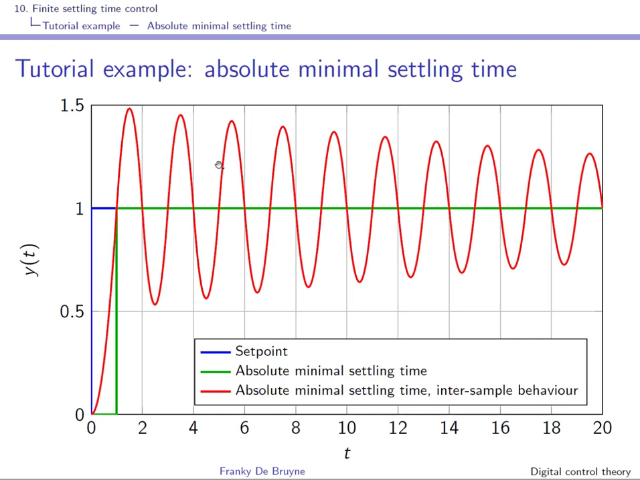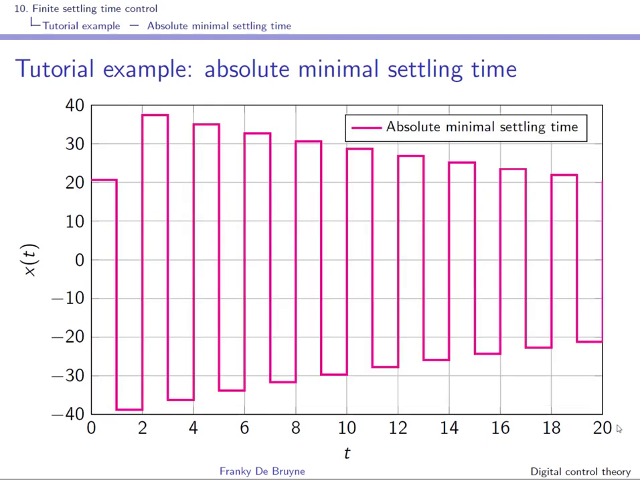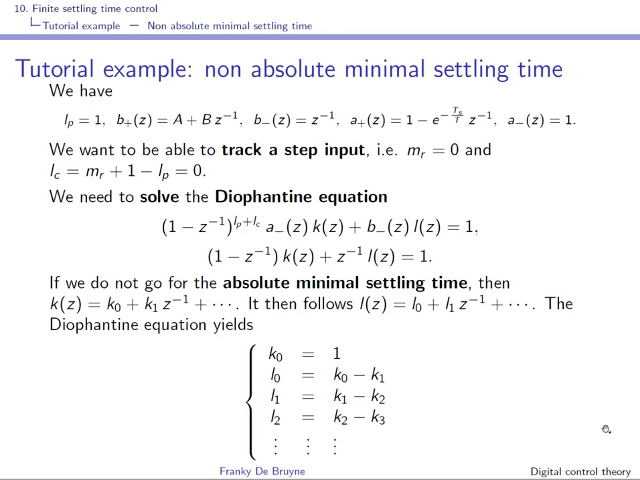So this is why, again, you should always check the intersample behavior in Matlab Simulink. So this is the control energy, and as we had suspected, the control energy is oscillating from one sample to the next, and this is because we have cancelled this 0 from the process that is located very close to -1. So this time we will not take the absolute minimal settling time.